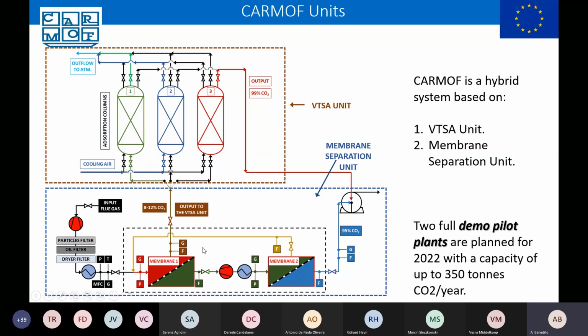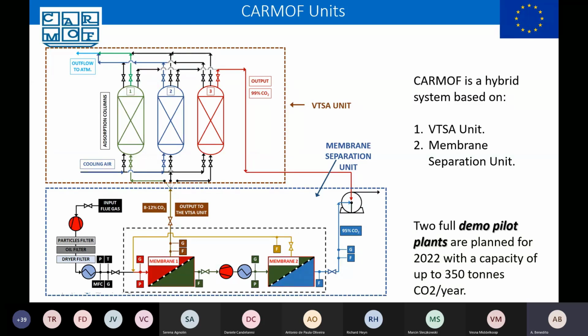The second unit, which you can see at the bottom, consists of 2 different membrane units that we will feed directly with the post-combustion flue gases. As I have mentioned before, the separated gases from the first membrane will feed the second membrane, and the less concentrated CO2 will feed the VTCA unit again. Finally, the idea is to join both streams from the VTCA unit and the membrane separation unit to reach a single stream of around 25% CO2 purity.